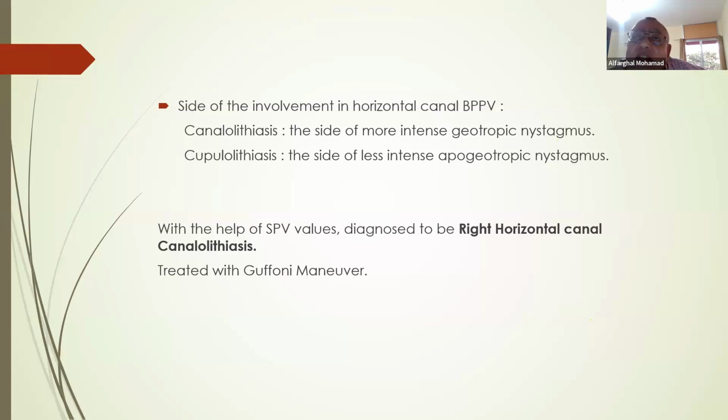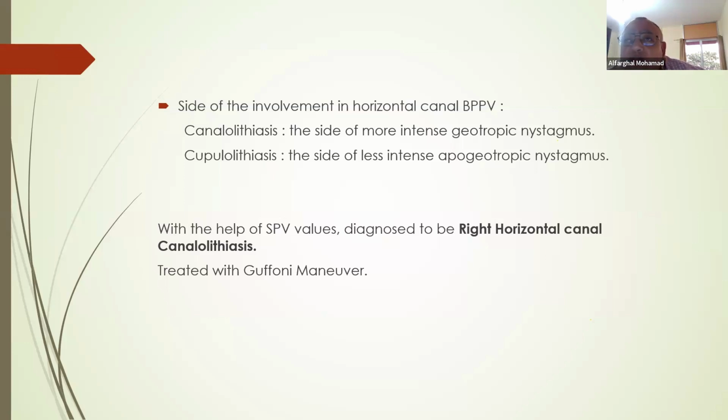So again, Ewald's laws. To summarize for you, the first law: each semicircular canal will generate nystagmus, an eye movement, in the plane of that canal.